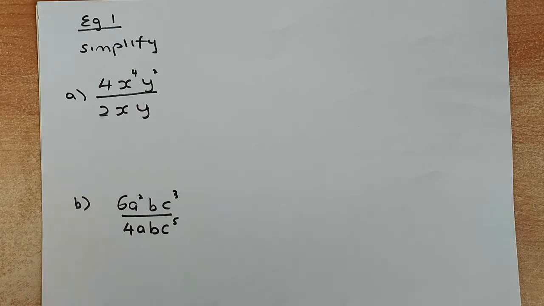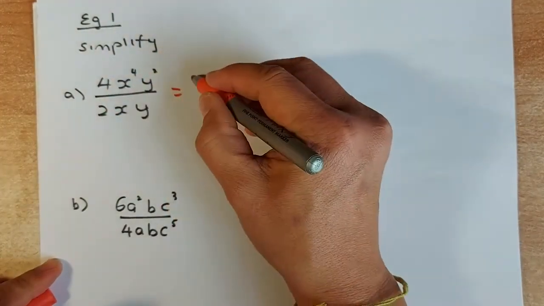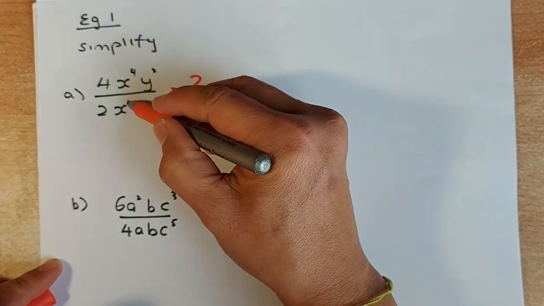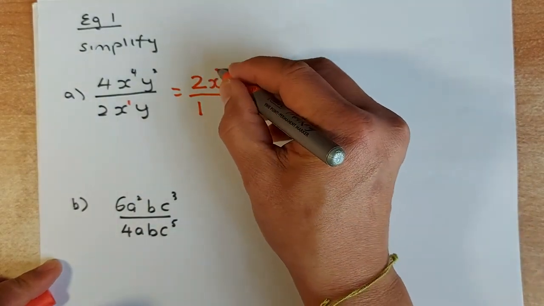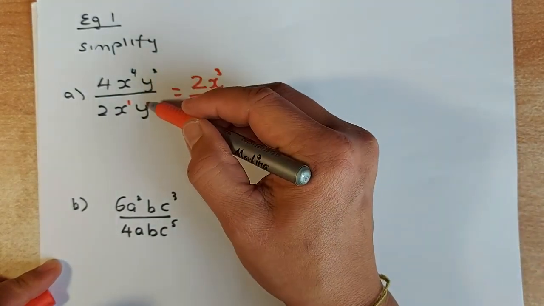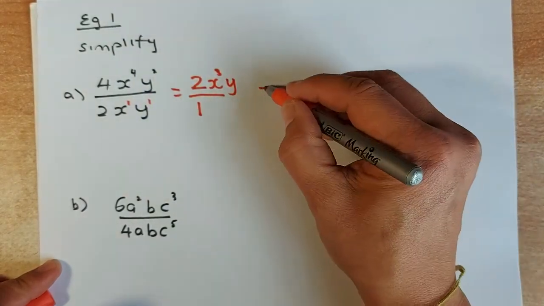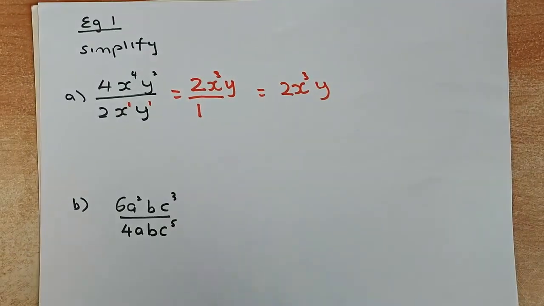So what you do, based on my previous example, you're going to divide 4 by 2, so it's going to be 2 over 1. And then x to the 4 and x to the 1, you take away the power, so you'll be left with x cubed. And then y squared, take away y to the 1, you are left with y. So the answer is going to be 2x cubed y. The second one is slightly more difficult.